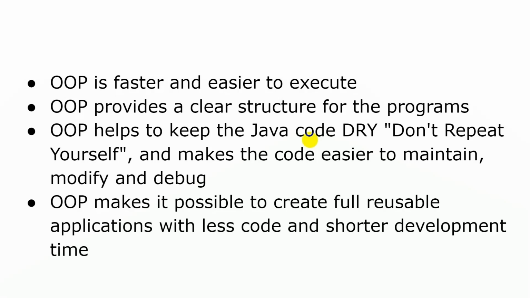DRY means don't repeat yourself, and it makes the code easier to maintain, modify and debug. You can modify the code and debug it easier than in other procedural programming languages. OOP makes it possible to create fully reusable applications with less code and shorter development time. That means our code can be reusable in other applications, and we can write a lesser amount of code and develop a good program in a shorter time. That's what OOP does.